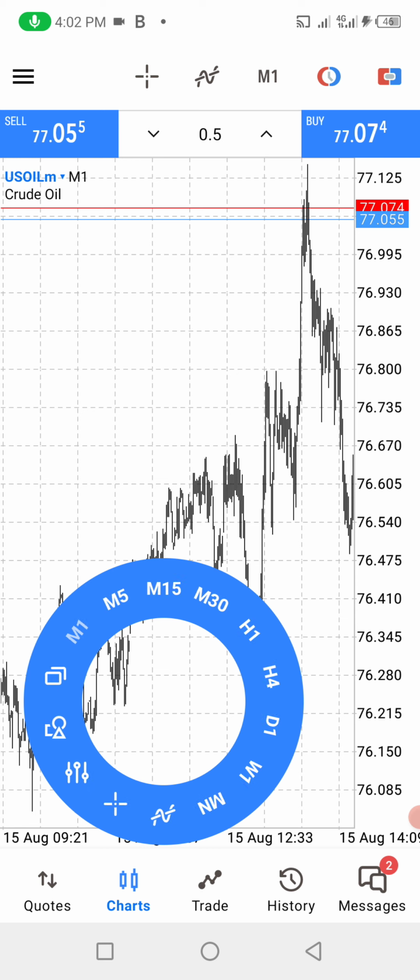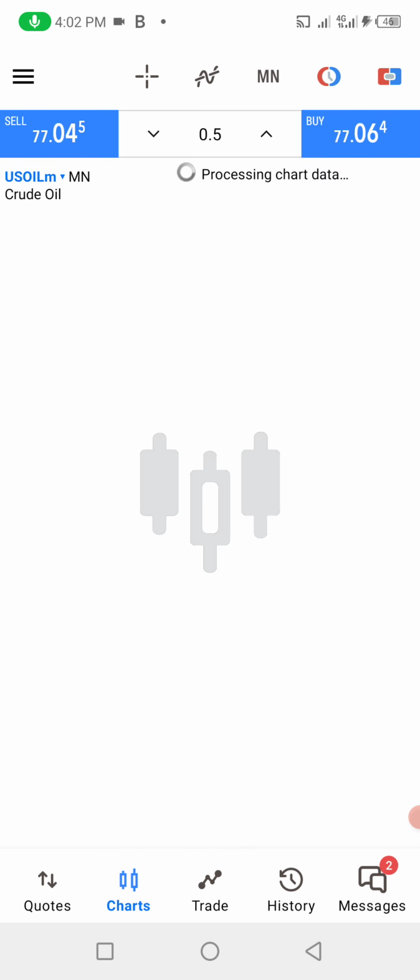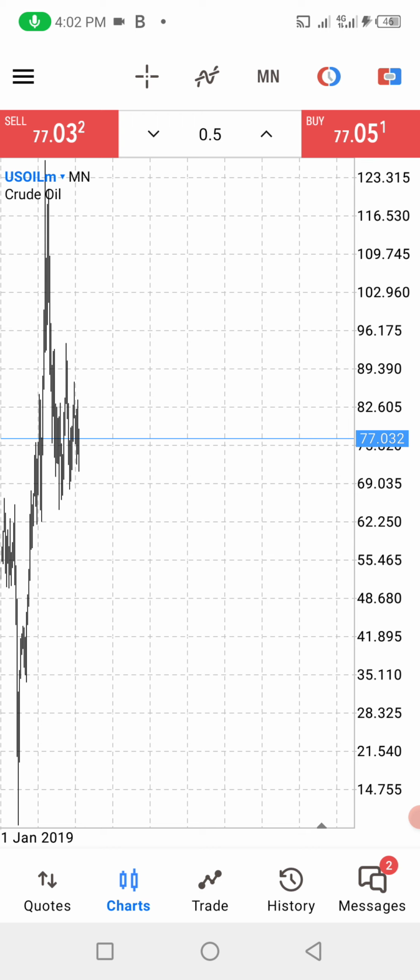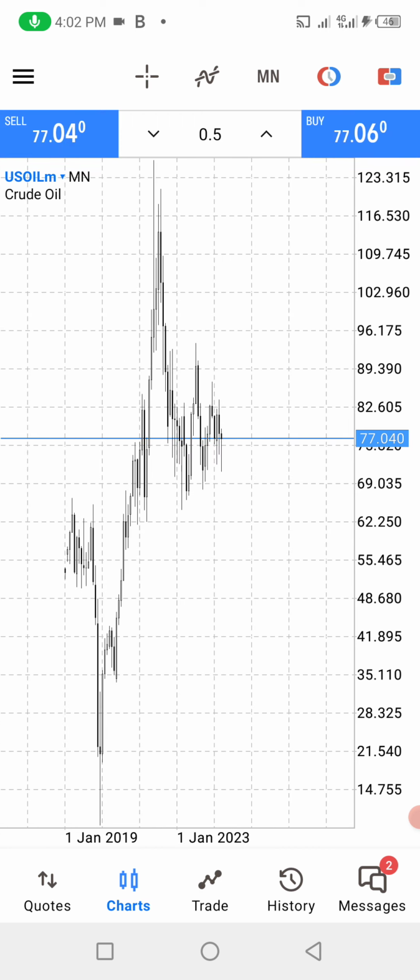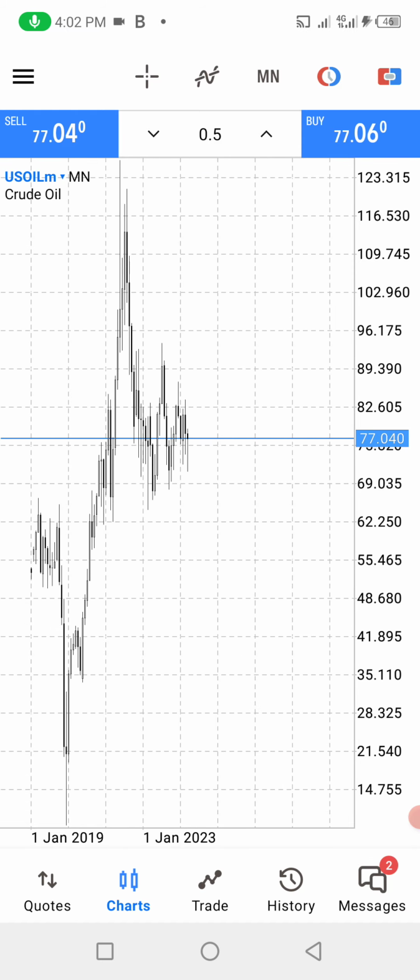Okay, so let me start with the monthly time frame. This is oil, so I'm starting with the monthly time frame. In this monthly time frame, what I need to do is to plot the resistance, plot the support, plot the trend line. And I'm going to do that based on the environment, the current events that are happening in the market. That's how I'm going to do it.